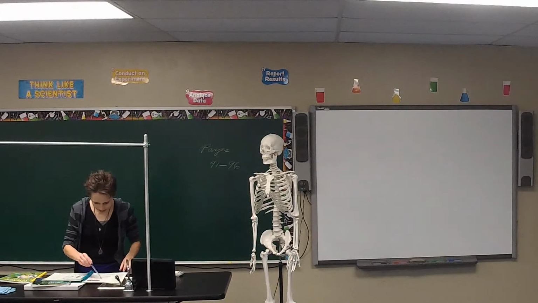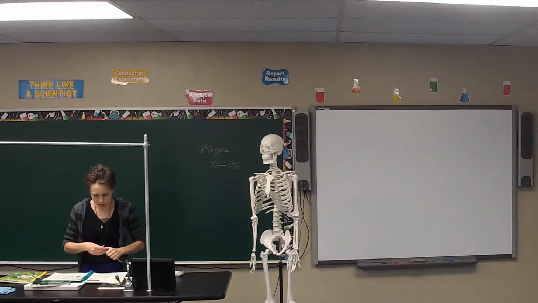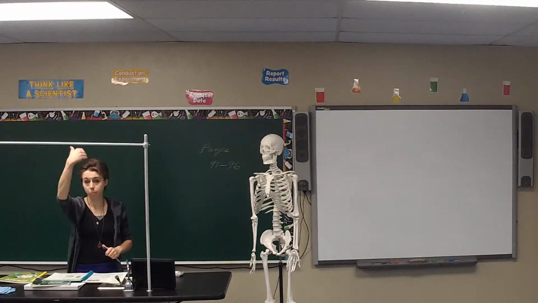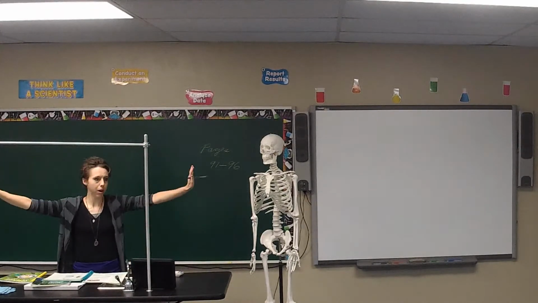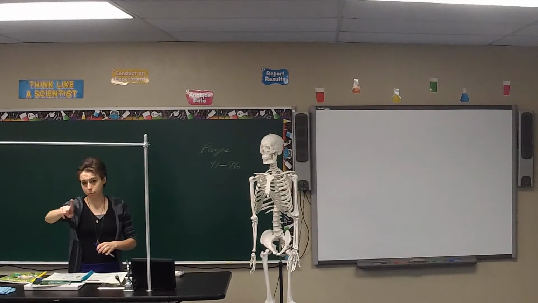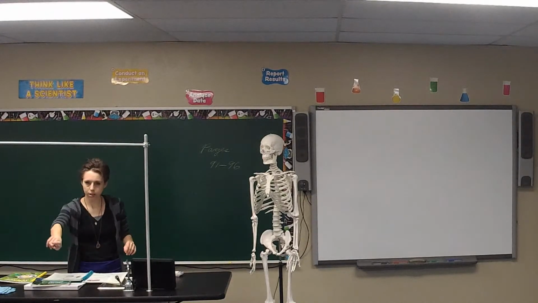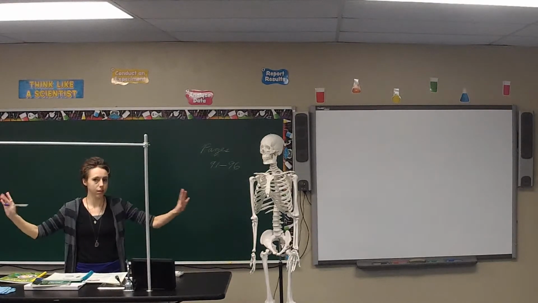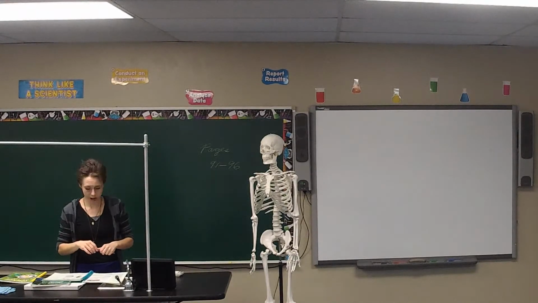Okay, let's see. What are the 2 parts of your skeletal system? Remember, you have the center part, and then you have the part with your arms and legs. What are those 2 parts? Good job. Axial skeleton, that's the one down the center. And then appendicular skeleton, that's the one with your appendages, or your arms and legs.